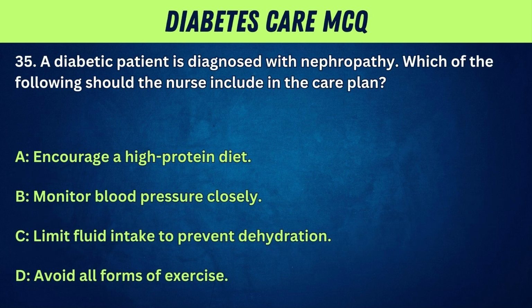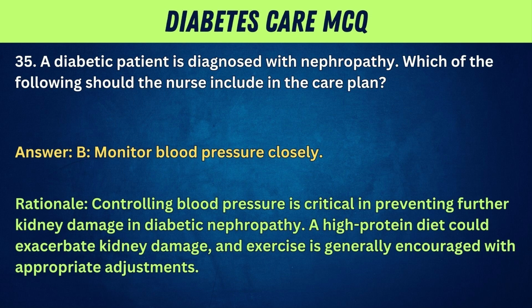35. A diabetic patient is diagnosed with nephropathy. Which of the following should the nurse include in the care plan? A. Encourage a high-protein diet. B. Monitor blood pressure closely. C. Limit fluid intake to prevent dehydration. D. Avoid all forms of exercise. Answer: B. Monitor blood pressure closely. Rationale: controlling blood pressure is critical in preventing further kidney damage in diabetic nephropathy. A high-protein diet could exacerbate kidney damage, and exercise is generally encouraged with appropriate adjustments.